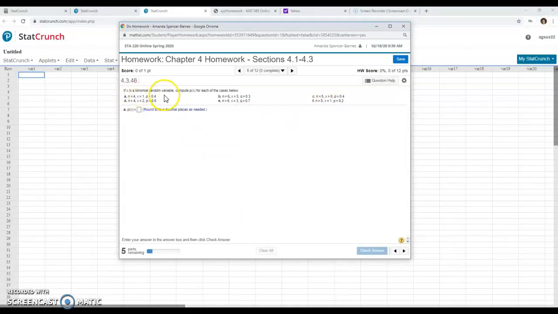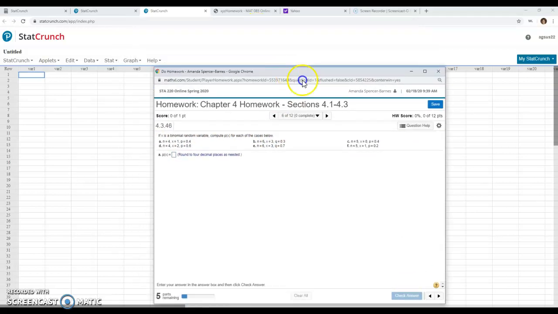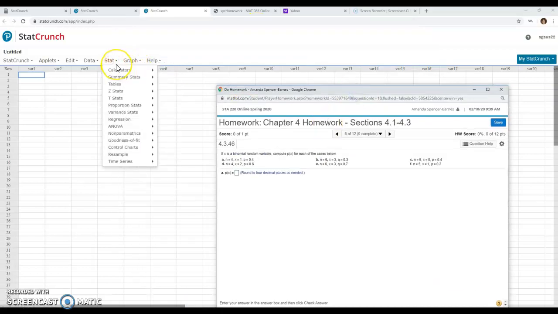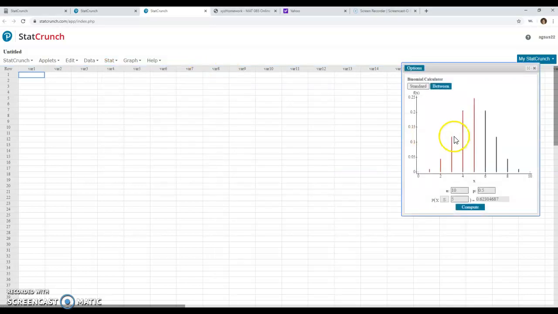which is asking us if x is a binomial random variable, compute P of x for each of the cases below. And so underneath Stat, we want to go to Calculators and we want to go to Binomial, because this part of chapter 4 is dealing with the binomial probabilities. When we click that binomial calculator, it gives us a standard form, which allows us to input an n value, that's our sample size, a p value, and then x is either going to be less than or equal, greater than or equal, less than, greater than, or equal to a particular number.